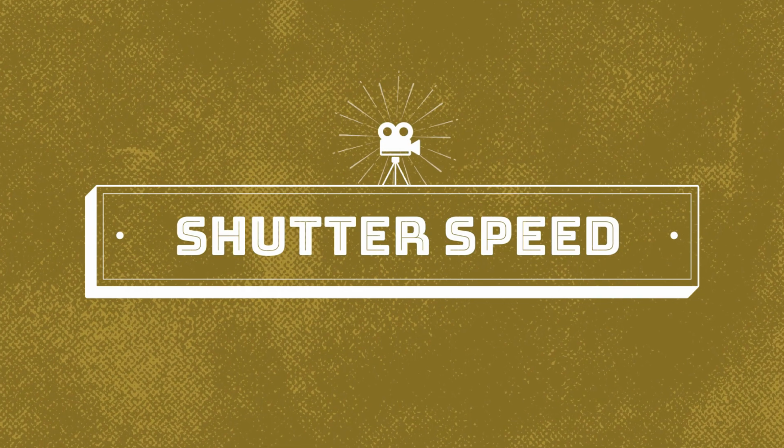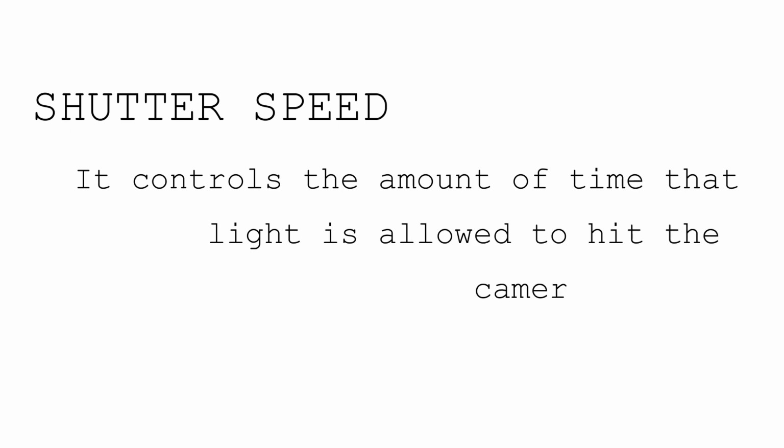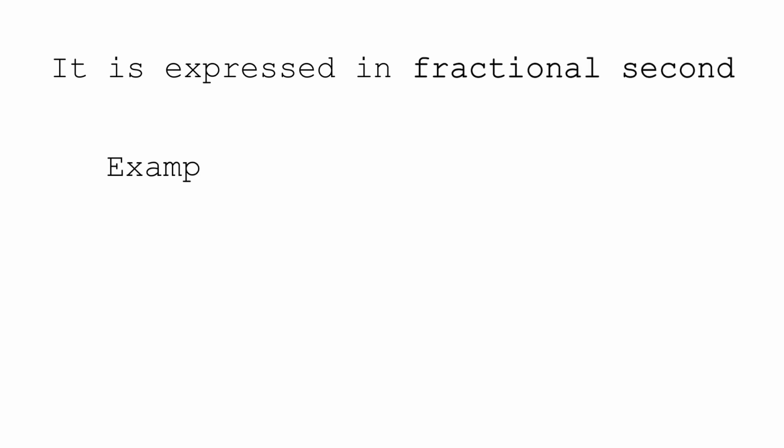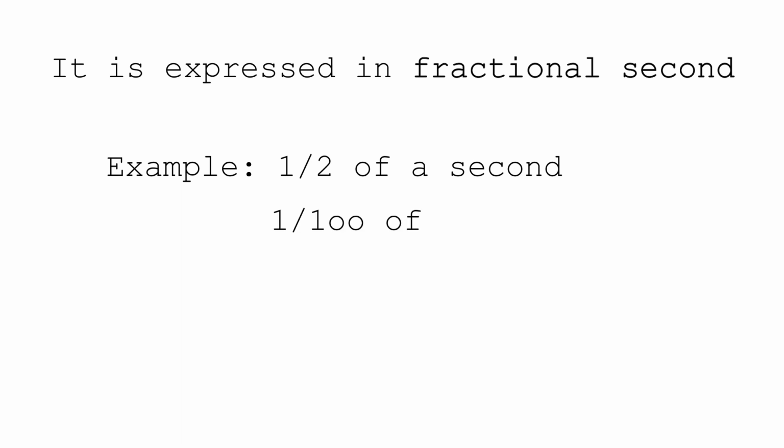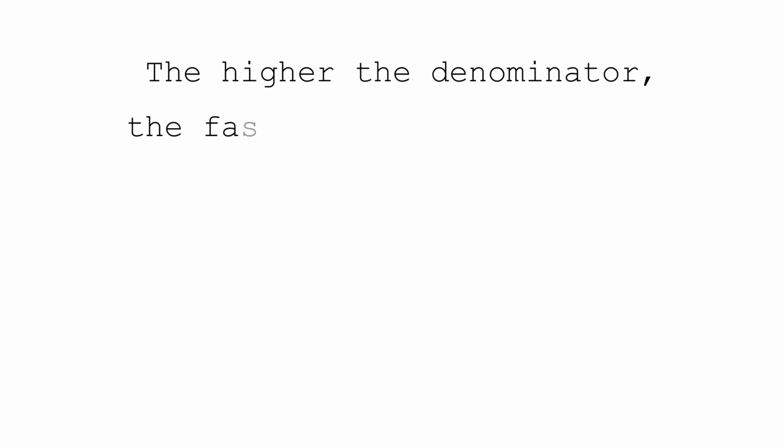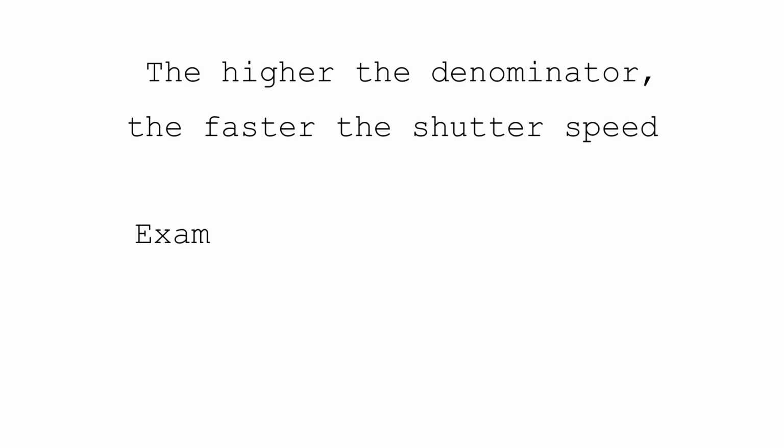The second one is shutter speed. Shutter speed controls the amount of time that light is allowed to hit the sensor. It is expressed in fractional seconds. Example, 1/2 of a second, 1/100th of a second. The higher the denominator, the faster the shutter speed. For example, 1/4000 of a second is faster than 1/100 of a second.